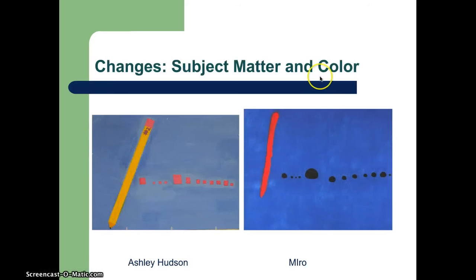This person changed subject matter and color. The original subject matter was abstract. They did not want to do an abstract painting, so they chose to draw a pencil and a bunch of erasers. They also changed the colors. They kept that blue, but they changed the black into pink and the pink into yellow.